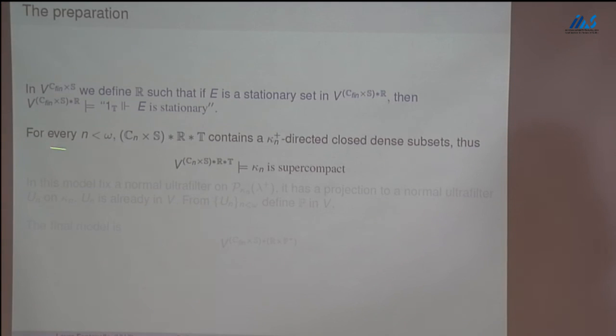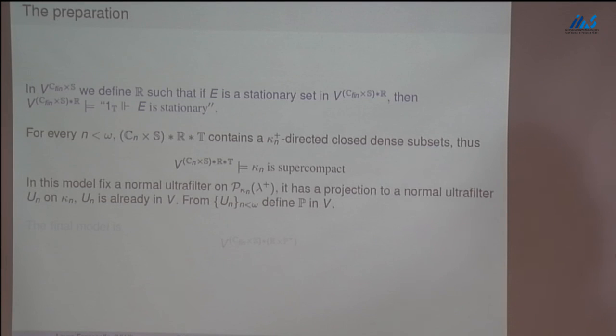Now, we observe again that if we force with Cn, so not C finite but Cn, and the square sequence and the preparation and the threading forcing, then this is equivalent to a directed closed forcing, and so kappa n is super compact in this model. Okay.